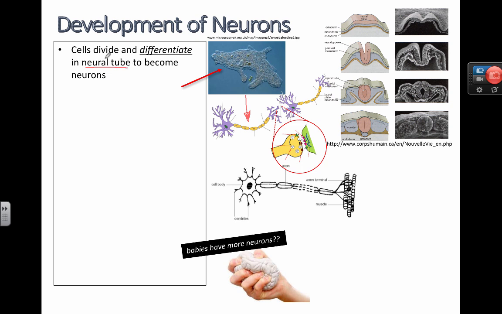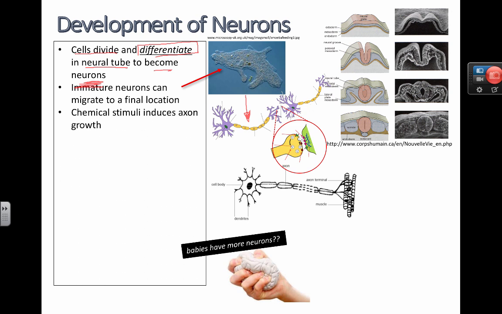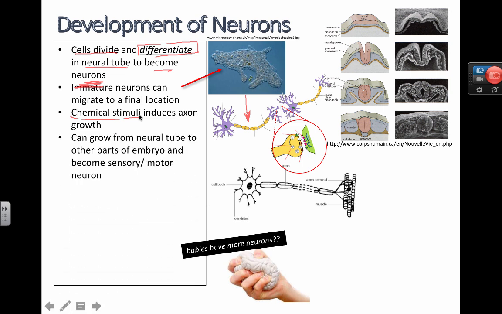So in the neural tube, these cells will start to divide and differentiate to become specialized neurons. These neurons can be sensory neurons or motor neurons. We're going to see that in a little bit. And some of these immature neurons will be able to move to a final location. So there's going to be a lot of transport of these neurons around, and as they extend out, their axons are going to grow as well. The axons are growing as a result of stimulus from particular chemicals, and these chemicals take the form of hormones and other types of proteins in order to help cause the axons to actually develop and move out.